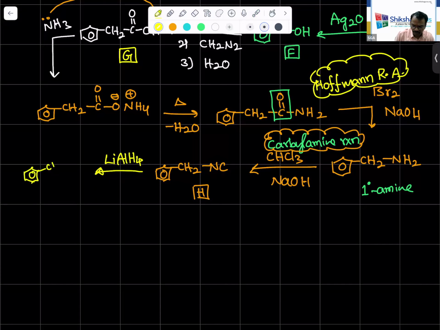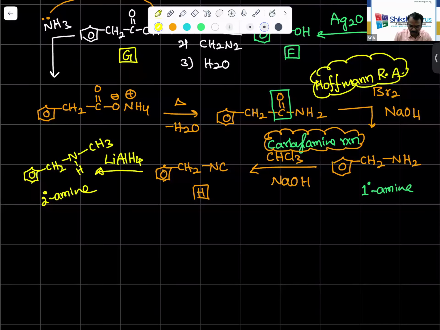Here the benzene remains the same. CH2 also remains the same. But the NC group changes to NHCH3. We are getting a secondary amine. Nitrogen is connected to 2 carbons. Therefore, it is a secondary amine.